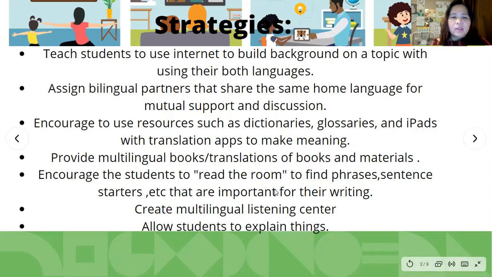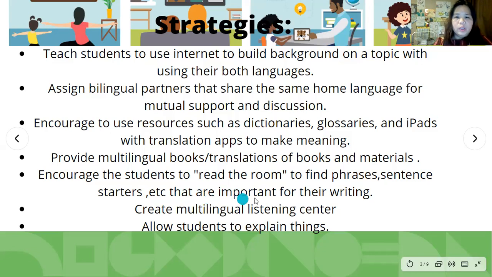Assign bilingual partners that share the same home language for mutual support and discussion. Encourage students to annotate texts they are reading with translations of vocabulary and other important textual information, including interesting structures and phrases. Encourage them to use resources such as dictionaries, glossaries, and iPads with translation apps to make meaning. Provide multilingual books, translations of books, and materials whenever possible.